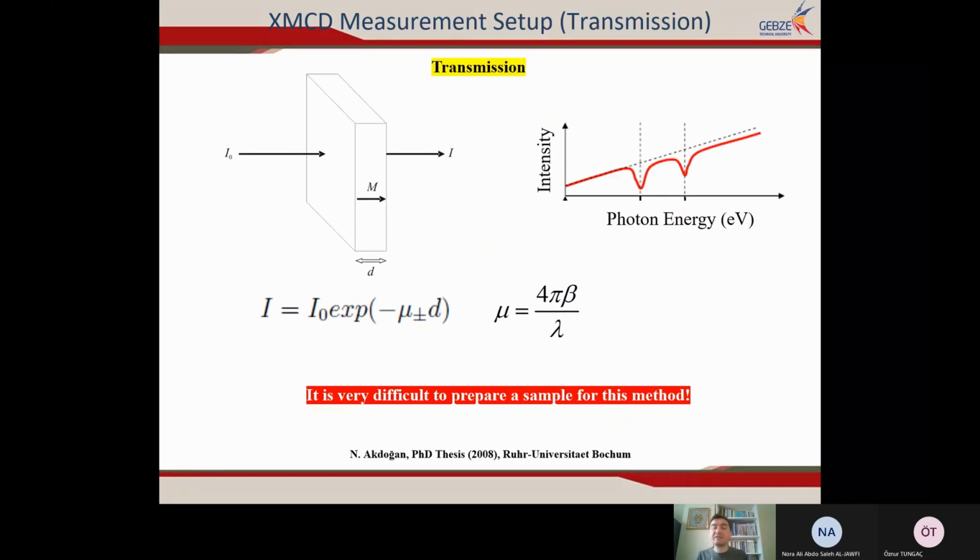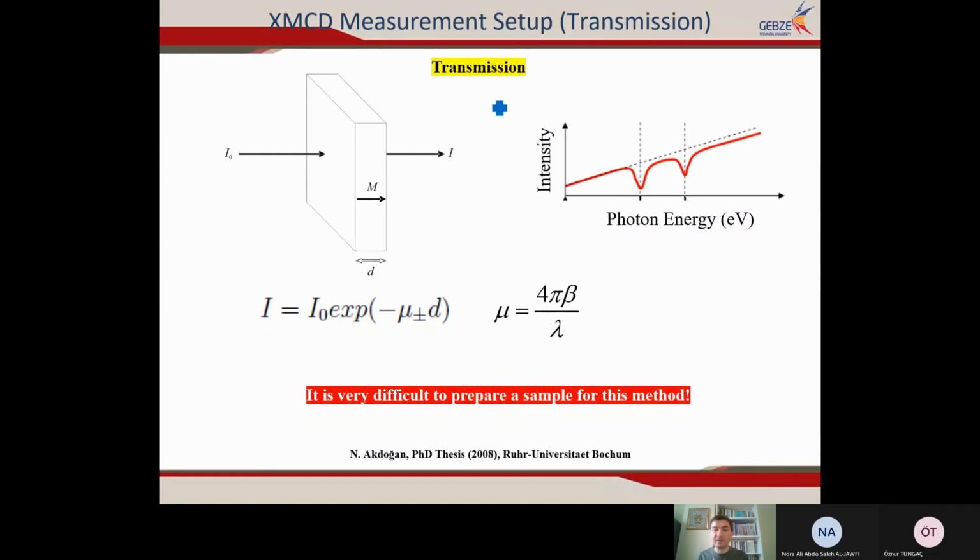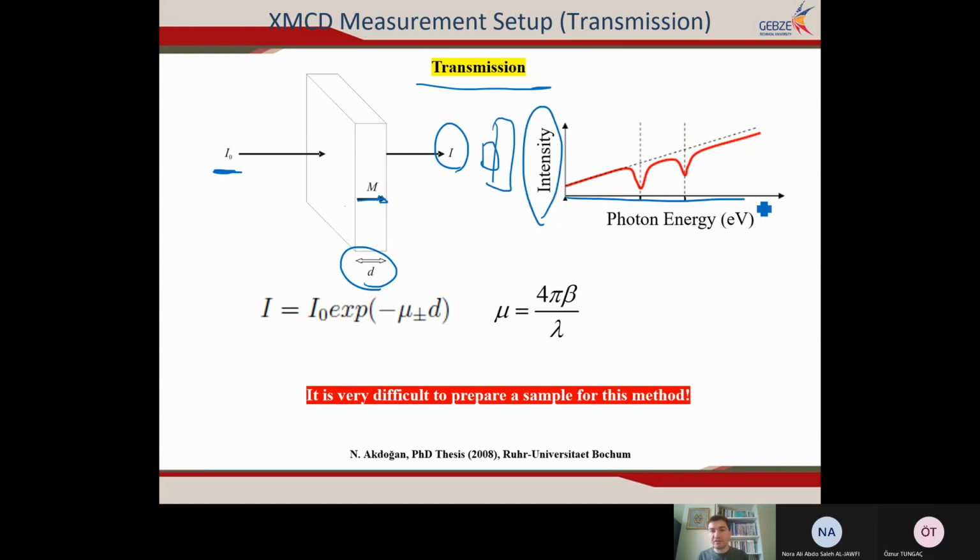Now, let me discuss the transmission method. This is the last method used in XMCD experiments. You can understand from the name, here we have the I0, initial photon intensity, and here we have a magnetic field. This is the direction of the magnetization. And this is the thickness of the material. Then this is the final intensity. And here we have a detector, and you record the intensity. This is the photon energy on the x-axis, and here we have the photon intensity recorded by the detector.